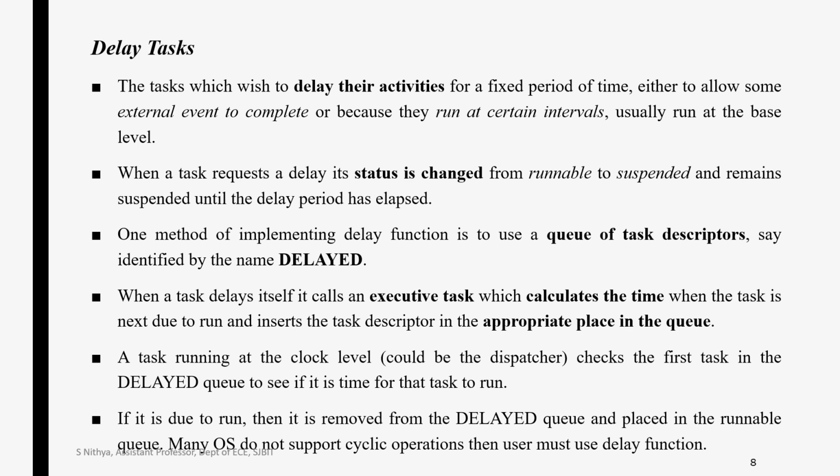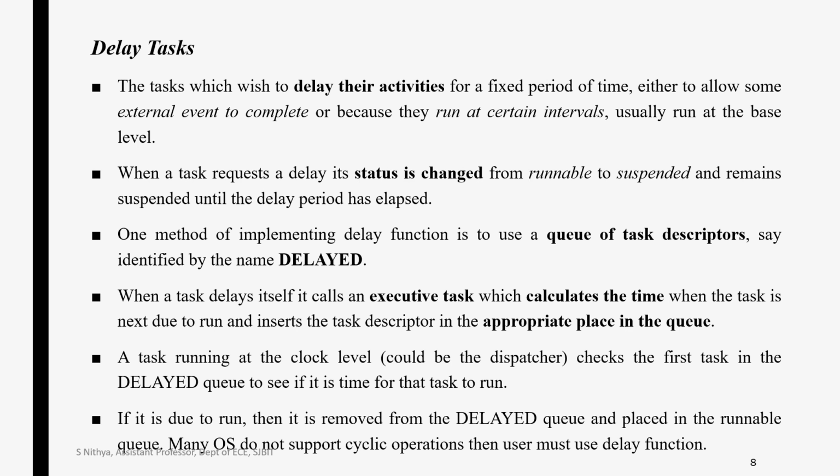of clock level. And then the second type of clock level task is the delay task. This is a task which wishes to delay its activity for a fixed period of time, either to allow some external event to complete, or because it runs at a certain interval, and usually runs at this base level. So what is the base level? It is a low level interrupt. So low level tasks come under the base level. When a task requires a delay, its status changes from running to suspended and remains suspended until the delay period has elapsed.